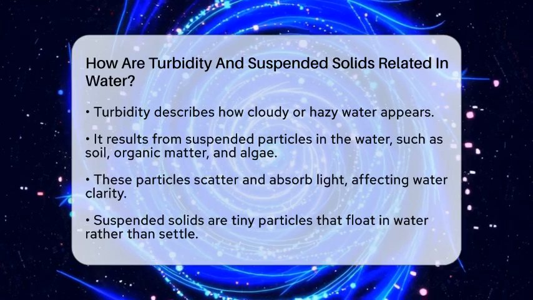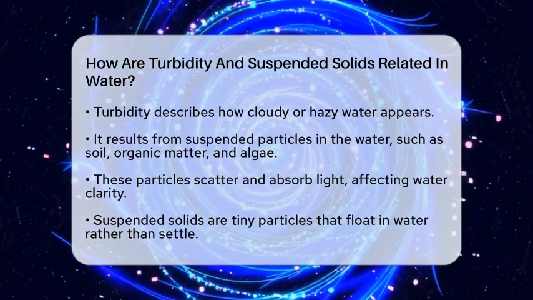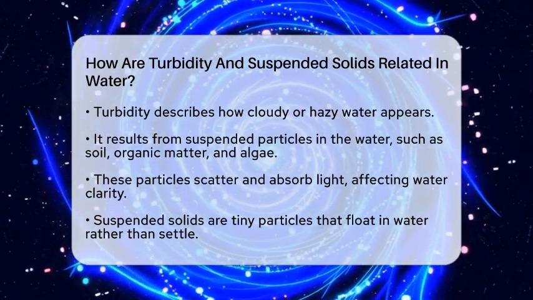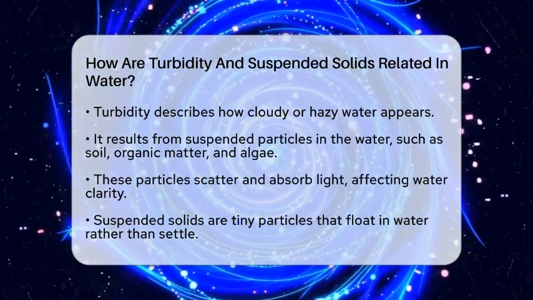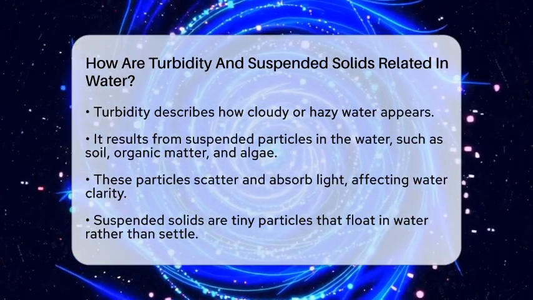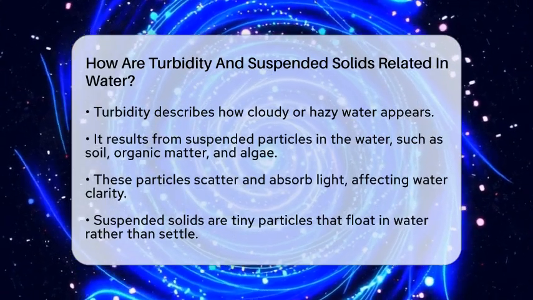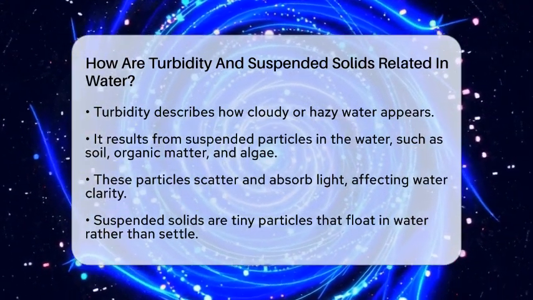Let's break it down. Turbidity refers to how cloudy or hazy water looks, and it is a direct result of suspended particles floating in the water. These particles can include soil, organic matter, algae, and tiny organisms. When these solids are present, they scatter and absorb light, making the water appear less clear.